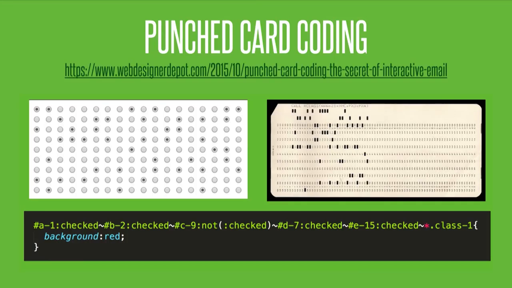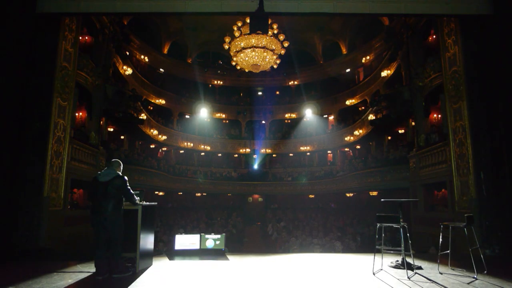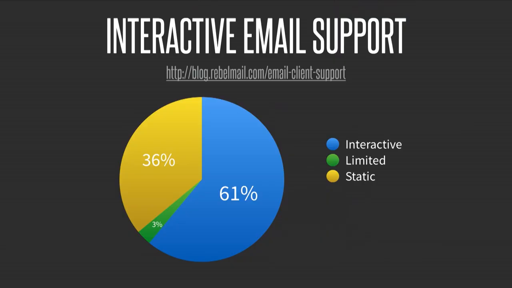He dubs this technique, once you get up to that type of scale, punch card coding, because when you look at the form inputs, it looks like an old punch card. And you can see how complex some of the CSS declarations get, where you have things like A1 checked, B2 checked, C9 not checked, et cetera. But he's come up with this systematic way to apply this styling, and it's absolutely amazing. It's the most incredible thing I've seen with HTML and CSS myself. And interactive email with the checkbox and radio button hack has 61% support in email clients right now, because it goes even beyond just WebKit. It has a little bit better support. So these things are possible.